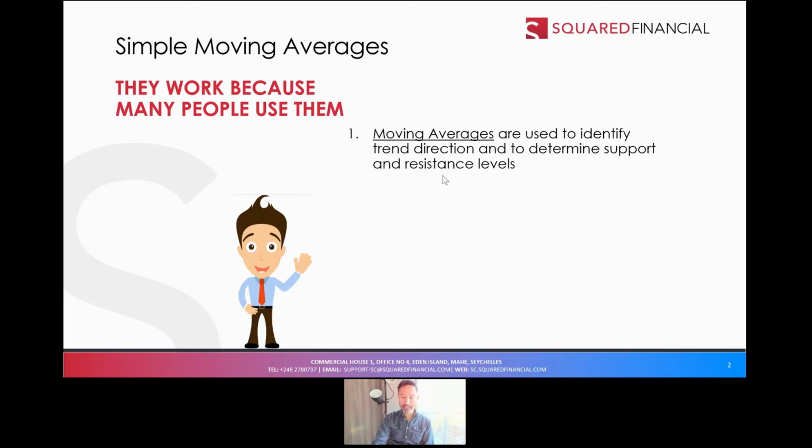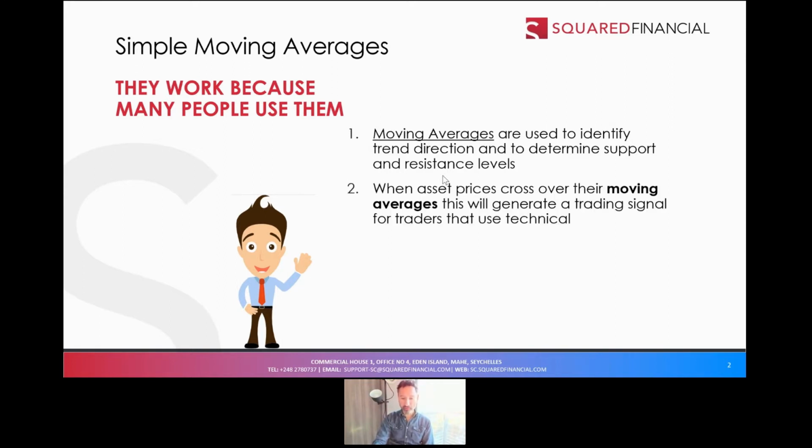Okay, when asset prices cross over their moving averages, this will generate a trading signal for traders that use technical analysis. So the price crosses a moving average. Let's say this moving average is providing a resistance, right? And the price is going up to it. It touches it. Yes, it's supposed to be a resistance level. So maybe it will go through it a little bit, but then the sellers will come back in, and boom, the price will go back down. What does this mean? That this moving average is providing a resistance level.